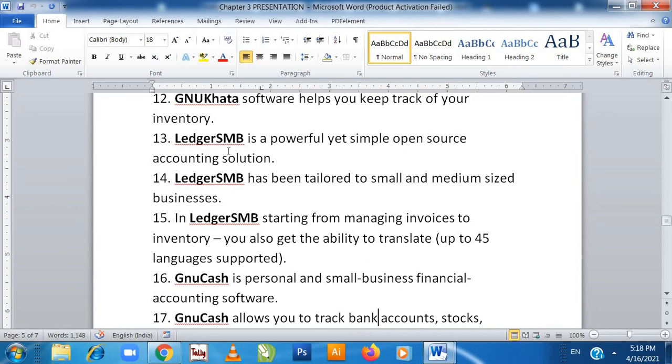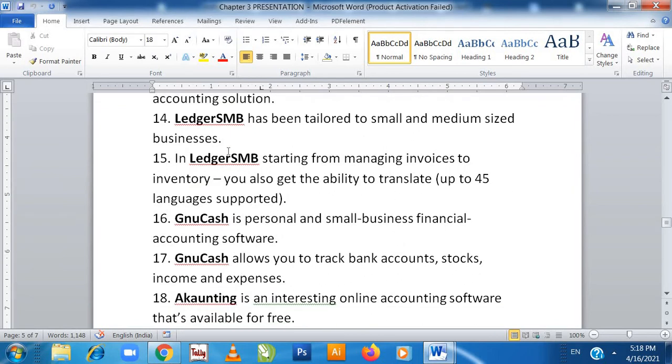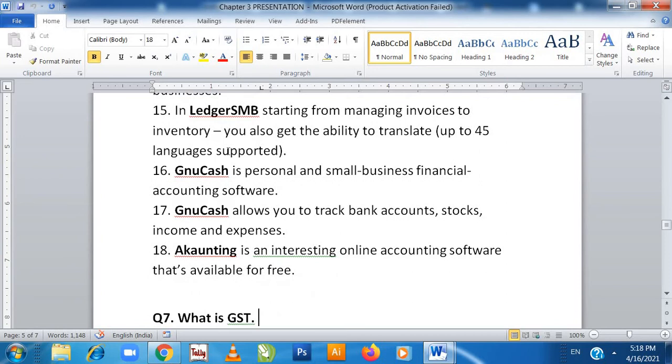Then another software is JNU Cash. It is used for small business organizations where you can record financial accounting. In JNU Cash software you can track bank balance, stock, income and expenses. Then we have accounting software that is used for online accounting, and it is available for free also.